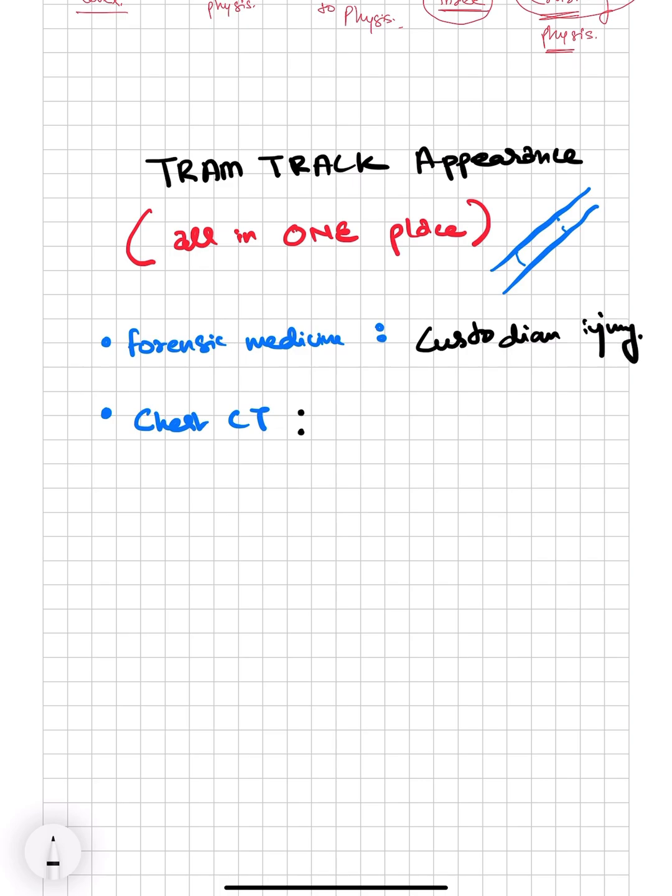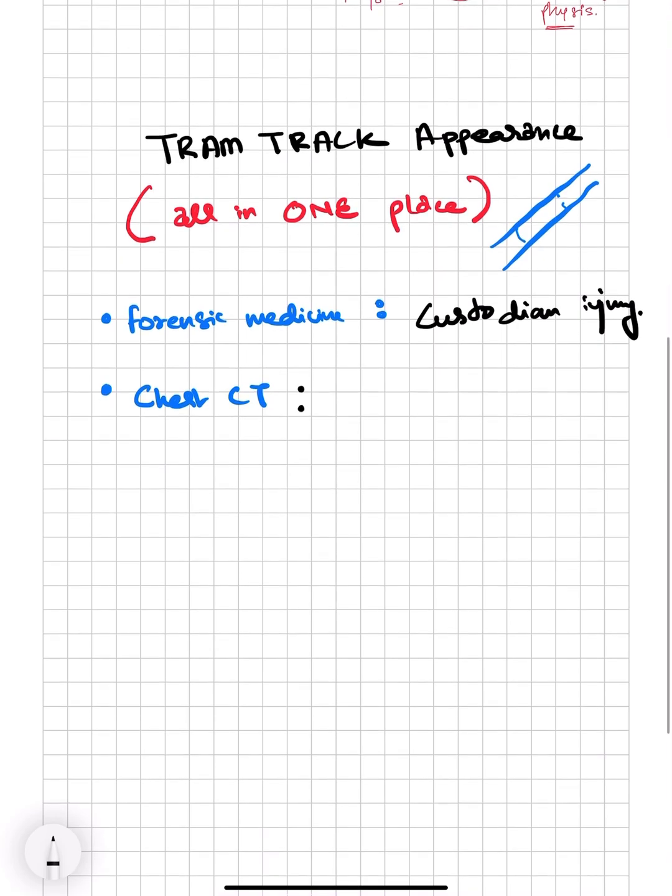What if you see tram track appearance on a chest CT? If you can answer these two, then you are in a good position. Like 50 to 60% of people would be able to answer both of these questions. The later ones maybe or may not. So that is an add-on point. If you remember the next ones also, that would be good for you. Tram track appearance on the chest CT would be seen in case of bronchiectasis, right? Okay.